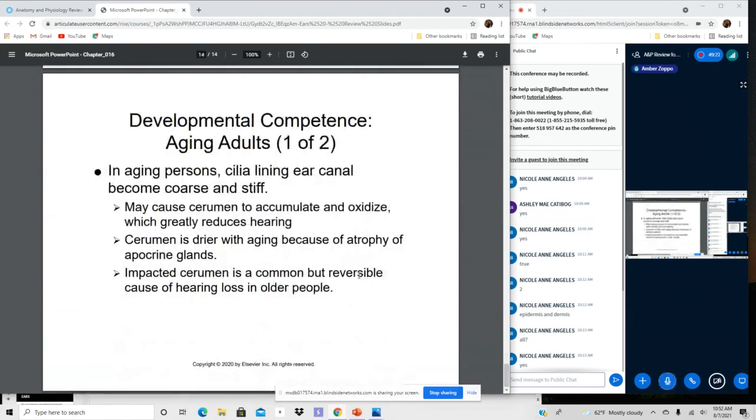In aging adults, usually older adults greater than 65 years old, the cilia lining the ear canal become coarse and stiff. Because the cilia are coarse and stiff, there's an accumulation of cerumen, or earwax, and oxidation of the earwax, which greatly reduces hearing. Cerumen is drier with aging because of atrophy of the apocrine glands. Impacted cerumen is a common but reversible cause of hearing loss in older people.